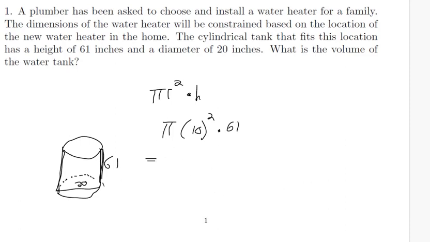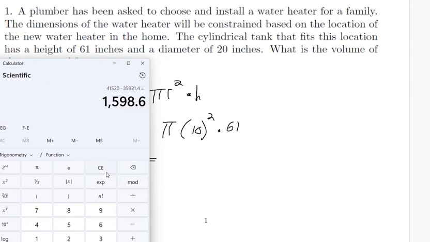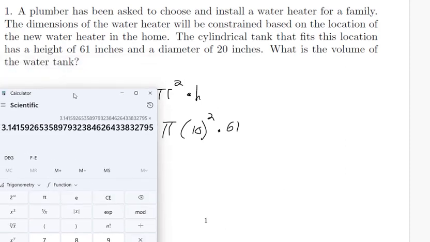And that's the pi symbol. In your calculator, there's usually a pi symbol. And look, 10 squared means 10 times 10, right? So you can do this, and you're not breaking any math rules by doing pi times 10 times 10 times 61.